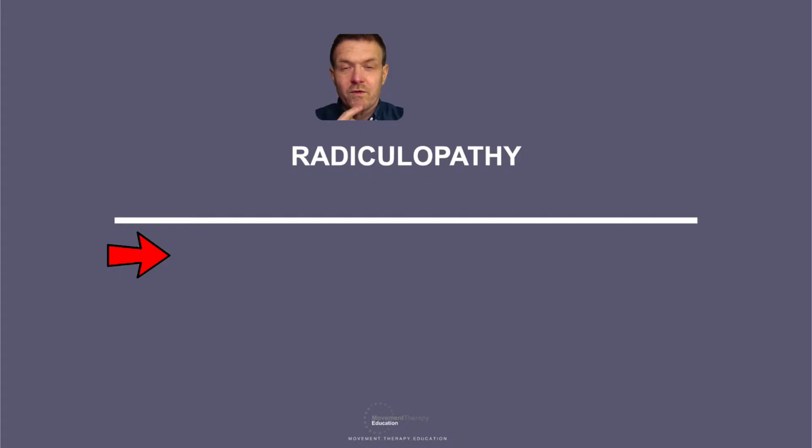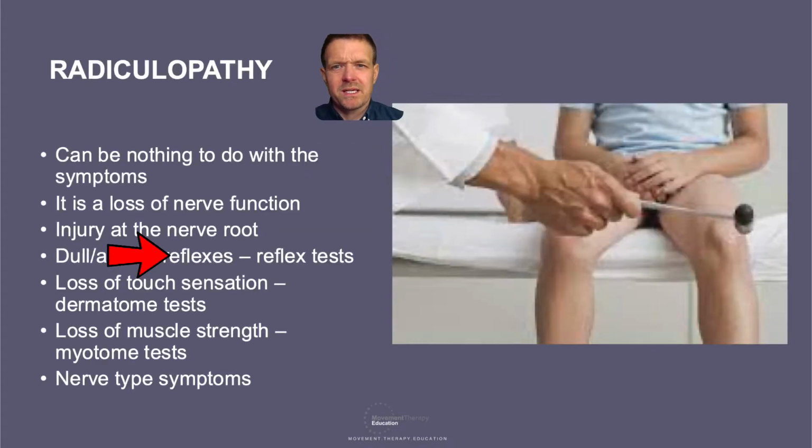And then we've got radiculopathy. Sounds very similar to radicular, but this has got nothing to do with symptoms. This is to do with the loss of nerve function. So we have loss of reflexes. So if you do reflex testing, there may be dull or absent reflexes, a loss of touch sensation. So they've got just this odd sensation of an area of their body. In this case, we're doing the lumbar spine, so it'll be in the lower extremity. Maybe a loss of muscle strength as well.